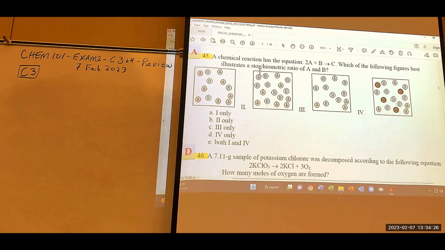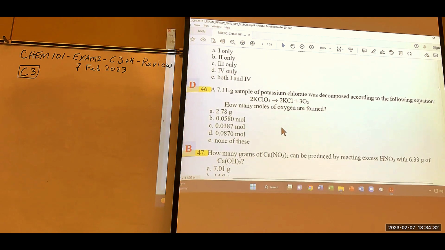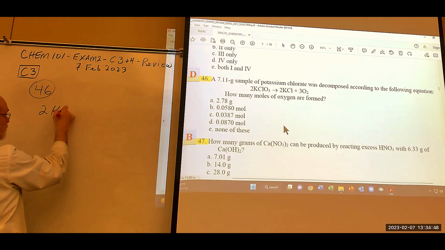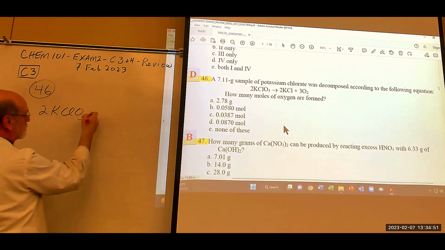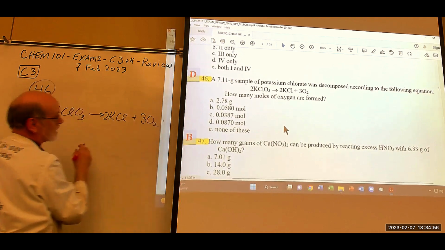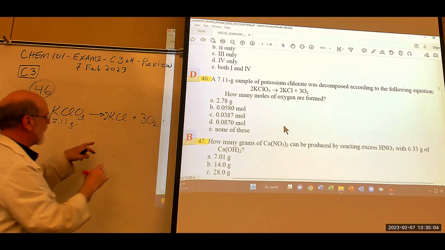46. A 7.11 gram sample of potassium chlorate was decomposed according to the following equation. How many moles of oxygen are formed? Okay. Looks like we'll be coming back. 46. This is a stoichiometry problem. Fortunately, they went ahead and balanced the equation for you. You're starting off with 7.11 grams of this. Right? And the question is, how many moles of oxygen?